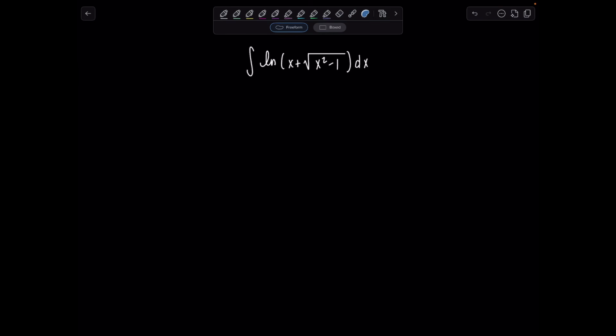I actually came across this problem while I was working on my Calculus 2 course, which is going to be launching very soon. And this integral is one of my favorites. I had to include it there.